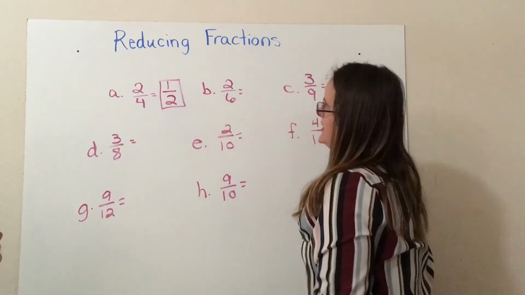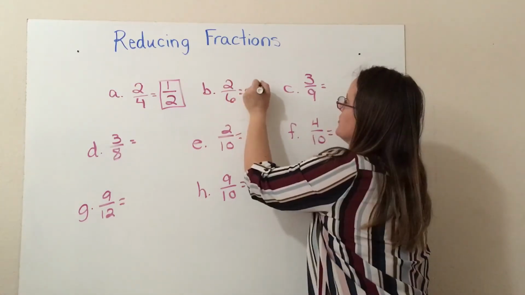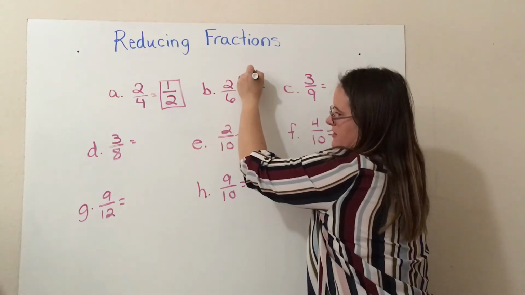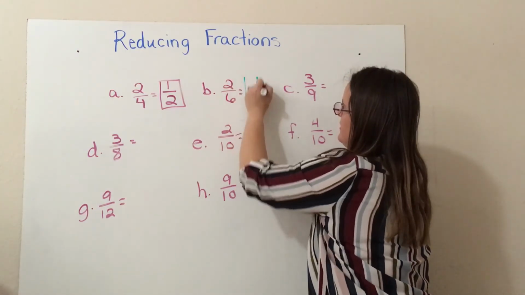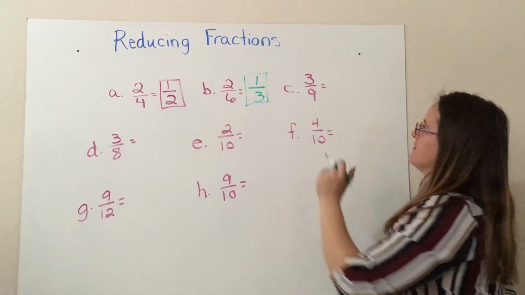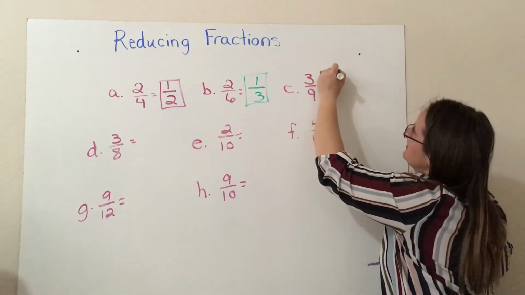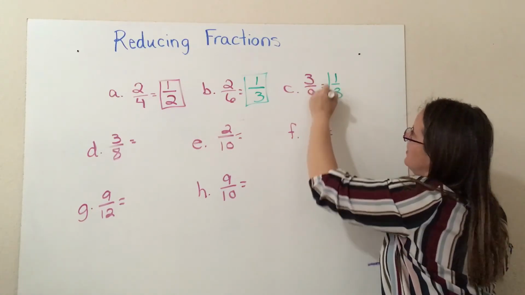Okay? B, what can I divide both 2 and 6 by? 2. So what's 2 divided by 2? 2 divided by 2, 1. And 6 divided by 2? 3. So 1/3. 3 and 9, what can I divide both of those numbers by? 3. What's 3 divided by 3? 1. And 9 divided by 3? 3. 1/3.